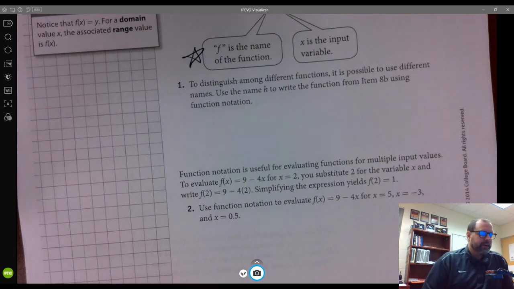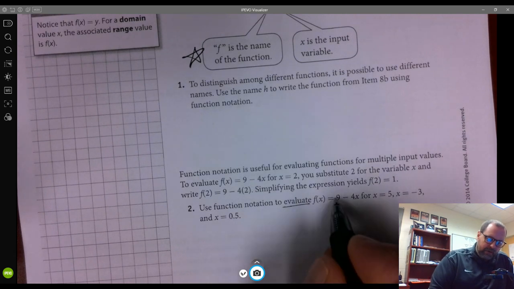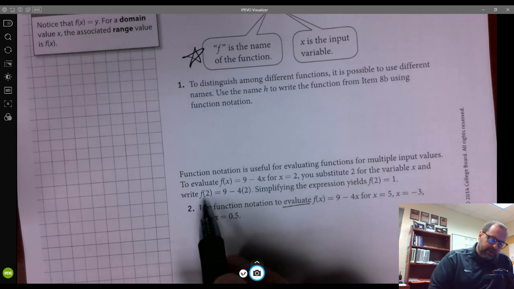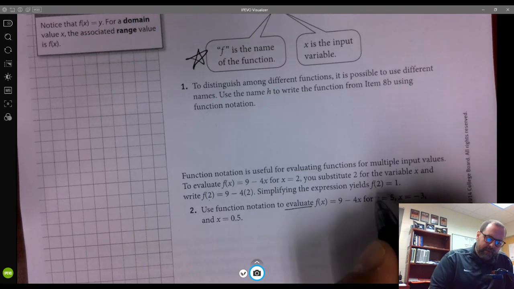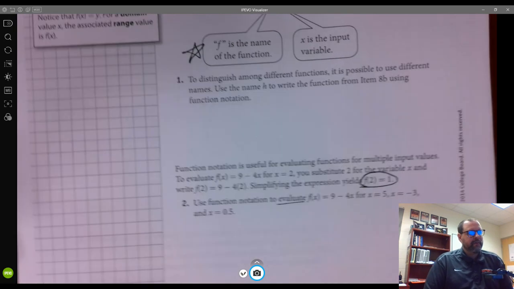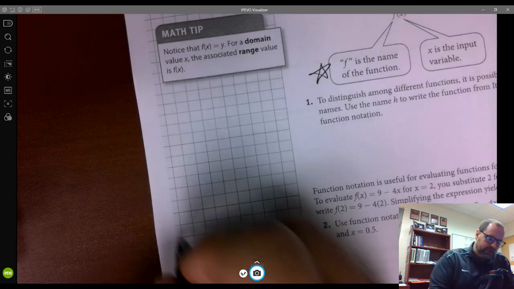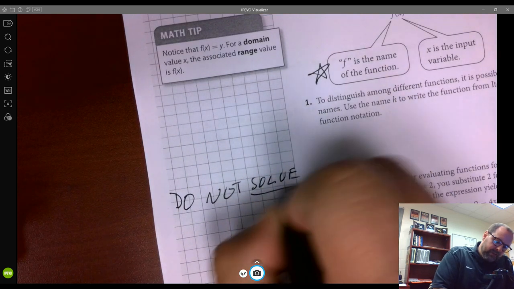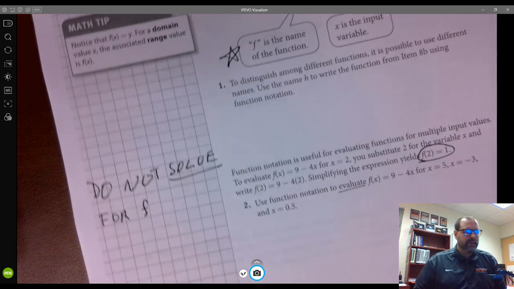A lot of what we're going to do is they're going to say evaluate the function, which just means plug and chug. So for example, they give you one here. If you want to plug in for x is 2, you could write f of 2 equals 9 minus 4 times 2. And then when you get your answer, you write it like this. F of 2 equals 1. You do not solve for f. I would jot that down. Do not solve for f or g or whatever the letter is that's there.